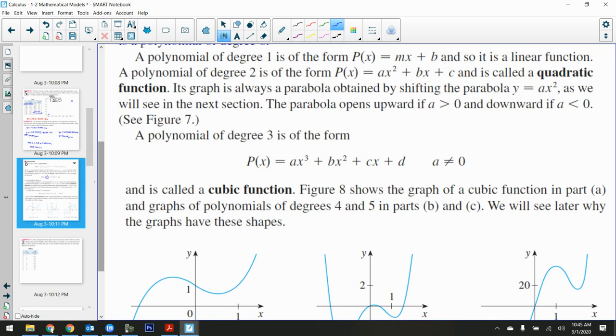Polynomial degree 3 would be considered a cubic. Degree 4 would be quartic. Degree 5 would be quintic. And then beyond that, you would just say 6th degree or 7th degree and so on.